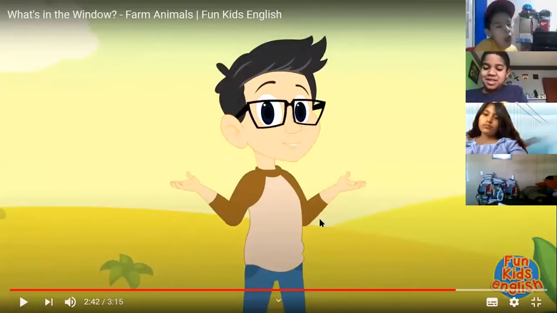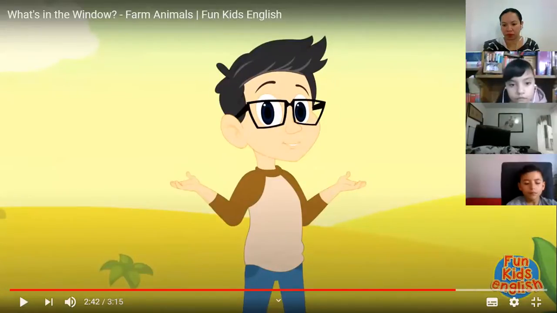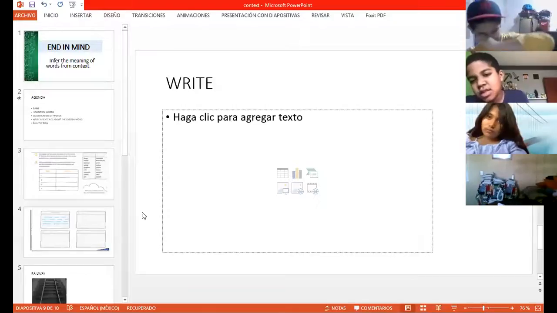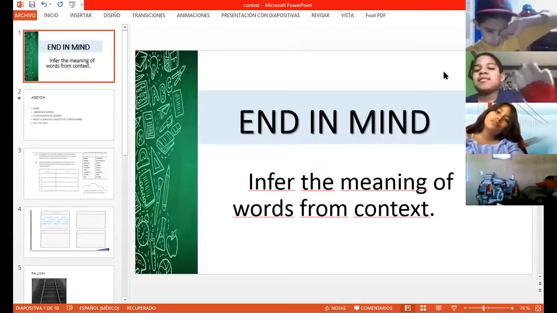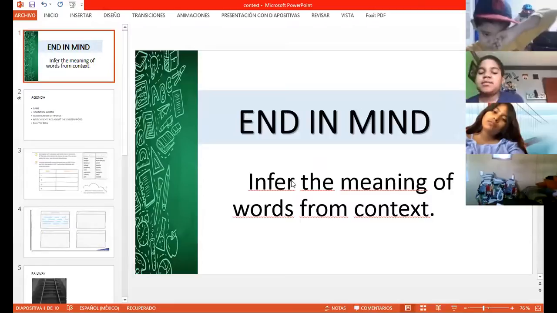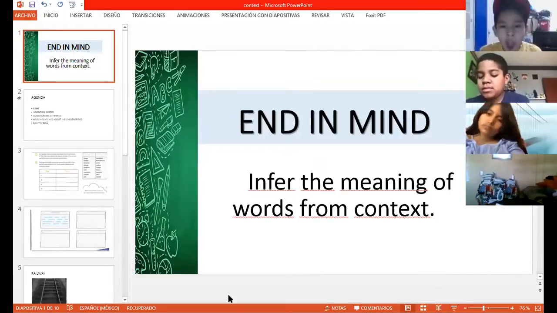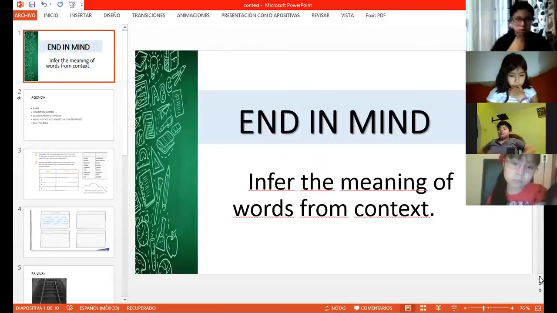Okay, guys, very good. I'm going to share the slide for our presentation. Just a second. Okay, and this is our end in mind: to infer the meaning of words from context. That's our end in mind, to infer meaning of words from context. And this is our agenda.